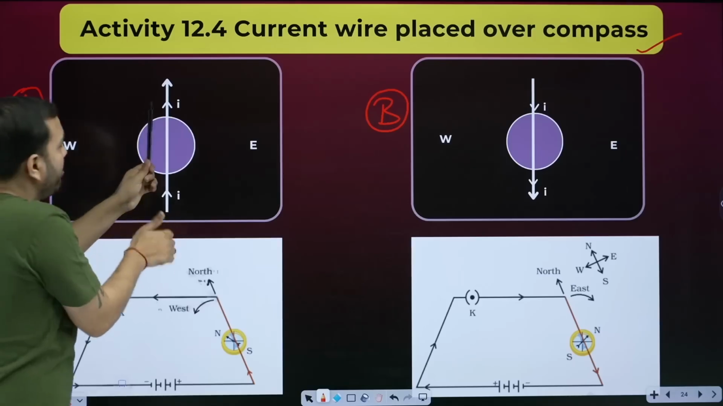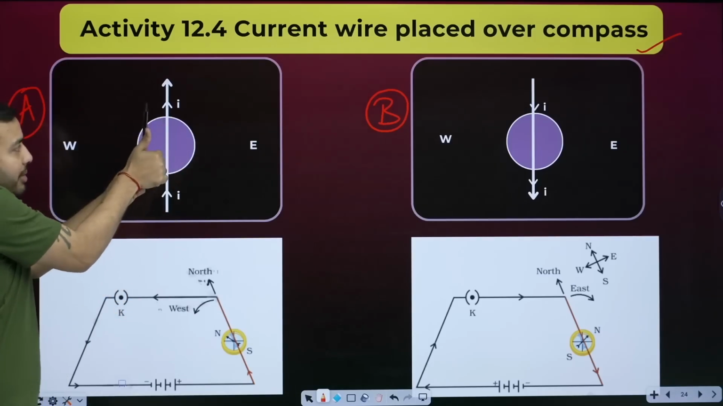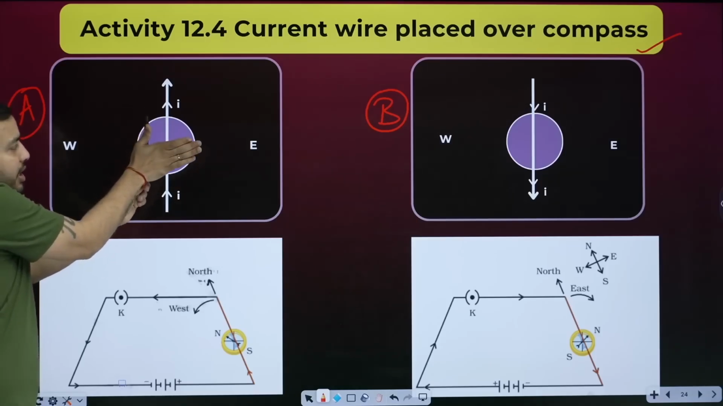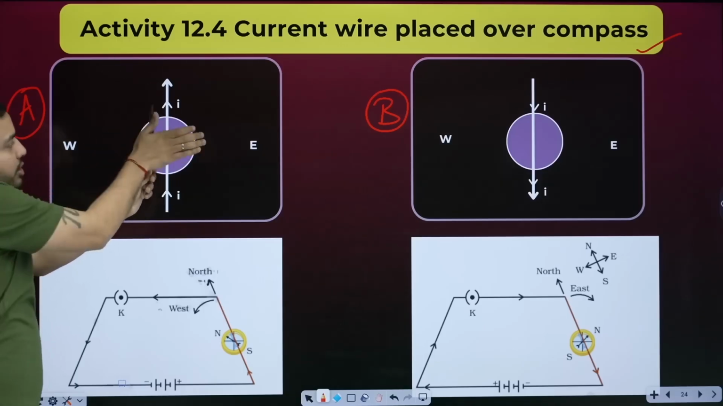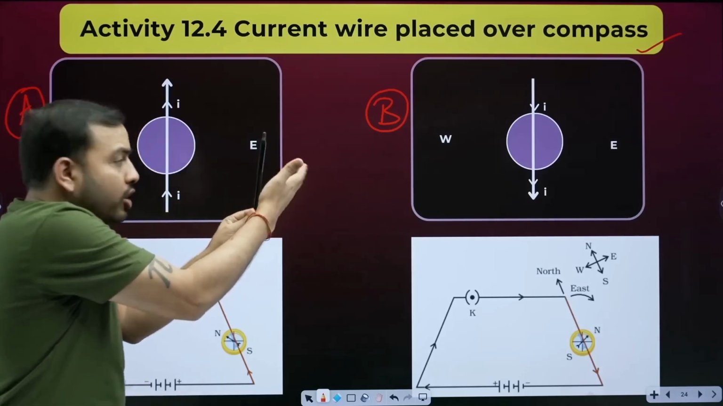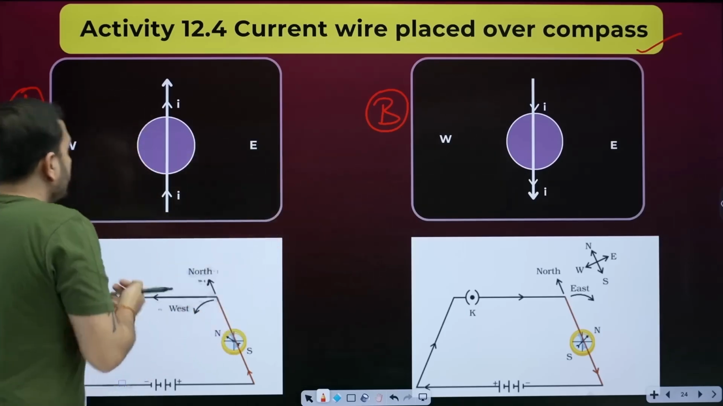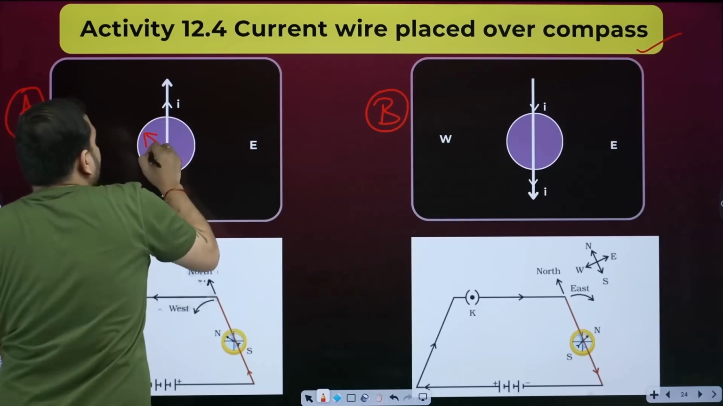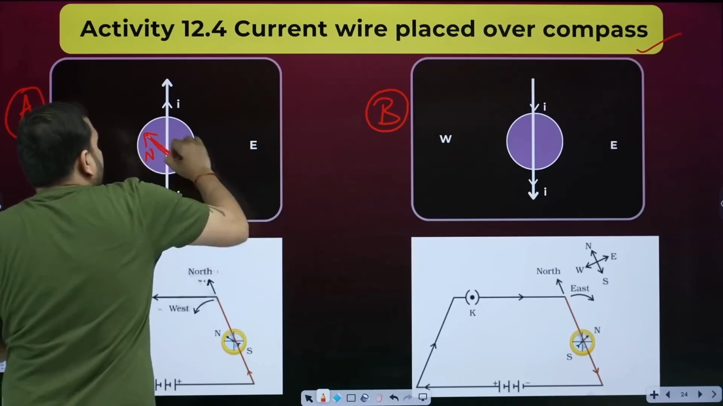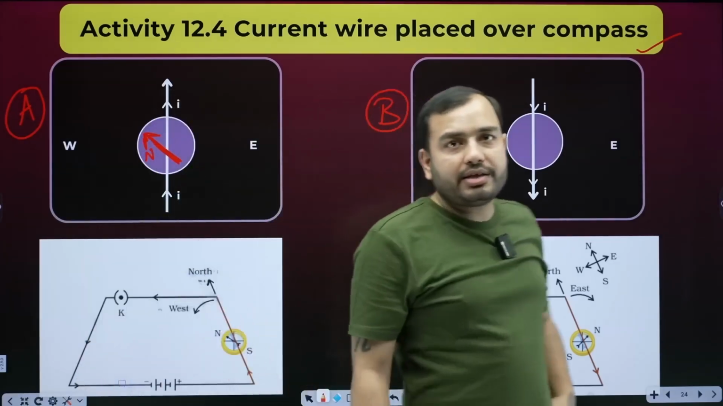Let's think about it. I held the wire with my right hand. The compass is under it. And I kept the thumb in the direction of current. Where would the force be applied on the compass? Where is the magnetic field? Behind the wire, what is the magnetic field like? Like this. Does the north pole turn there? Yes, sir. So will the north pole of this compass turn towards the west? Yes, sir. Totally true. So the compass north pole turns towards the west.